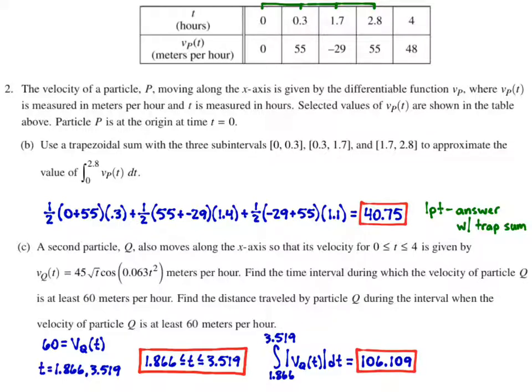But typing this into your calculator, you get 106.109. And so point values: you're going to get 1 point for having the correct interval, so 1 point for this answer here. And then 1 point for your correct integral expression. And again, if the absolute values weren't there, this would still be valid because the velocity is strictly positive in this domain. And then 1 point for your final answer.